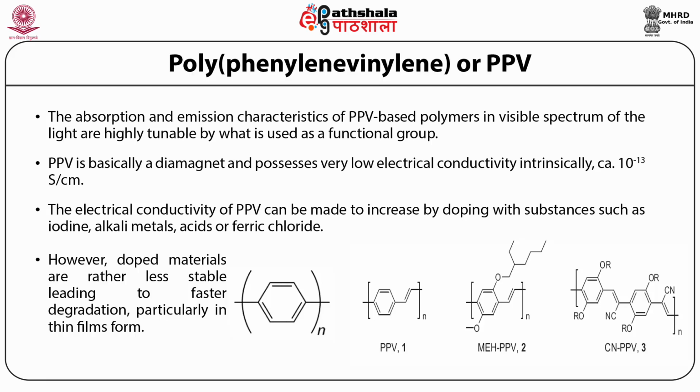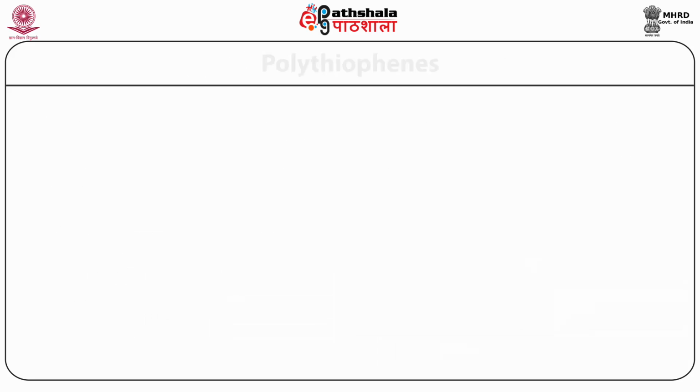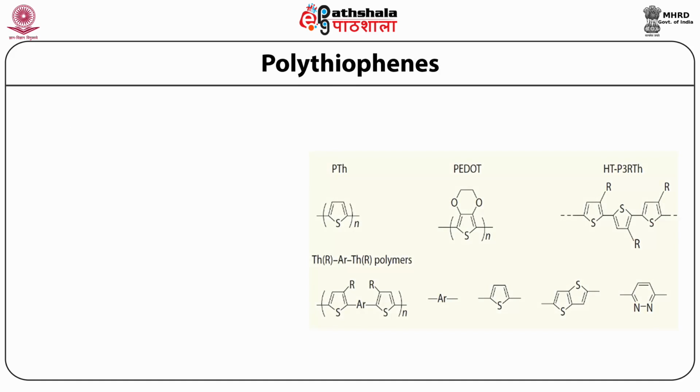In the Gilch method, α,α'-dihalo-p-xylene is treated with potassium tert-butoxide in organic solvents. Alkyl or alkoxy substituents on the aromatic ring are sometimes used to enhance the solubility of PPVs. So students, the next polymer which we are going to discuss is polythiophenes.